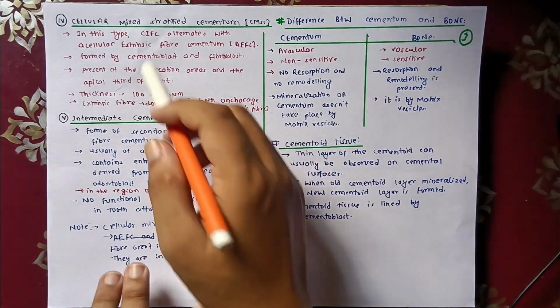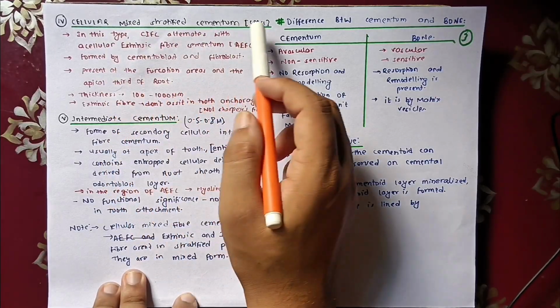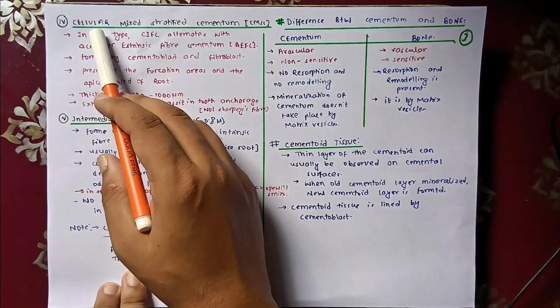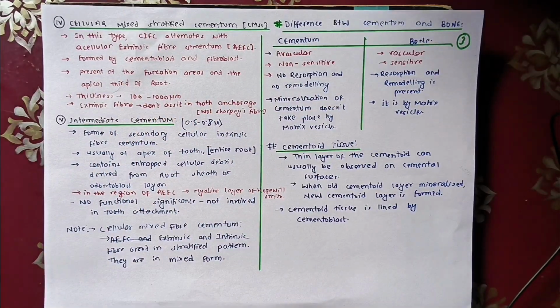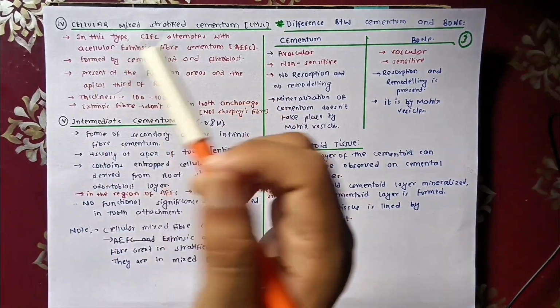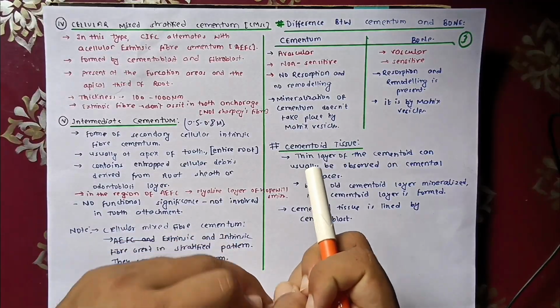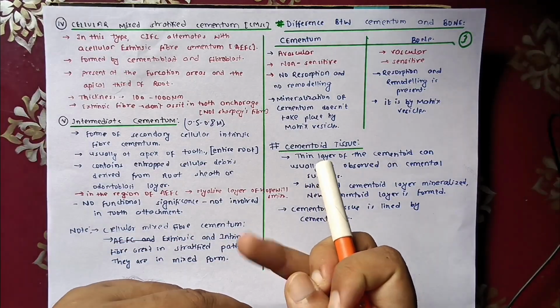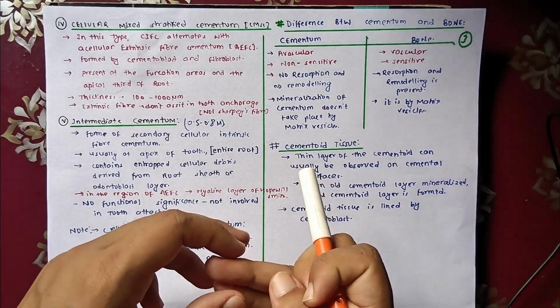Now our fourth type of cementum is cellular mixed stratified cementum. Okay, so cellular mixed stratified cementum. Just go through this term. Cellular means there is presence of the cell. So one thing is clear, that there is a cell. Now another point, it is mixed.